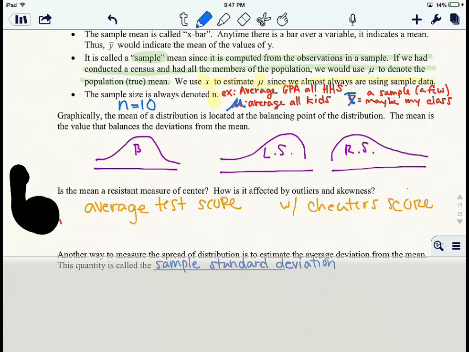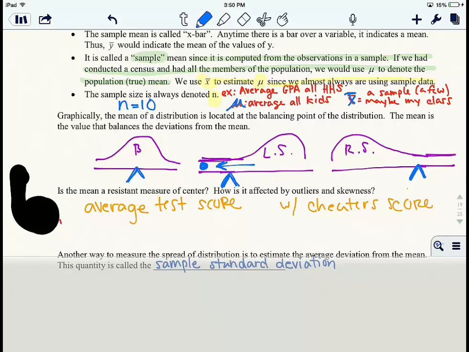Graphically, the mean of a distribution is located at the balancing point of the distribution. The mean is the value that balances the deviations from the mean. So basically, it's just where it would balance. If this was a teeter-totter, it would balance here. In left-skewed data, the mean actually follows the outlier to kind of counteract this pulling or this long part of the shape. So it would be closer to the outlier, and same thing for right-skewed.